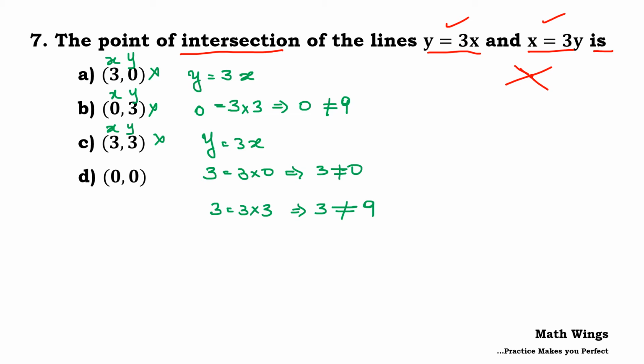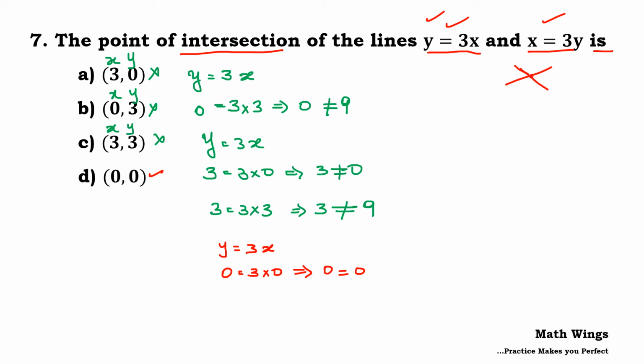We have 0, 0. So, y is equal to 3x, which is the first equation. Y is 0, that is equal to 3 into 0. This gives me 0 is equal to 0. So, this value is satisfying the first equation here.